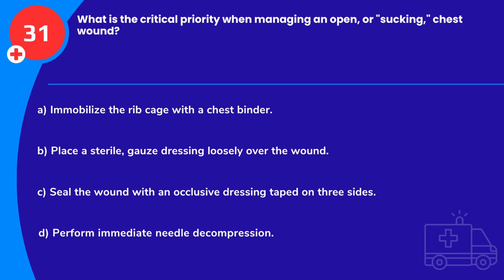Question 31. What is the critical priority when managing an open or sucking chest wound? A. Immobilize the rib cage with a chest binder. B. Place a sterile gauze dressing loosely over the wound. C. Seal the wound with an occlusive dressing taped on 3 sides. D. Perform immediate needle decompression.